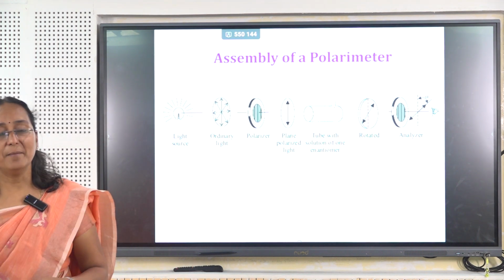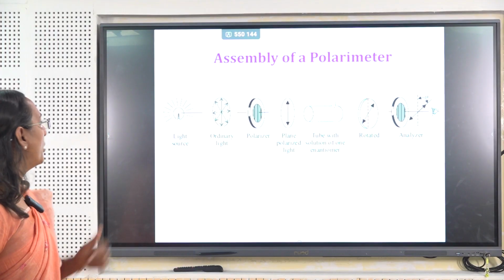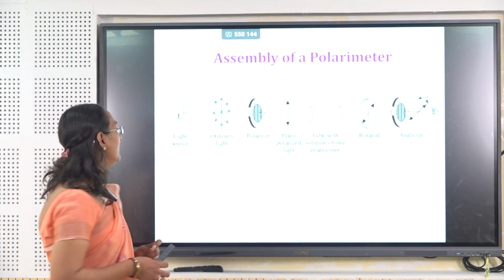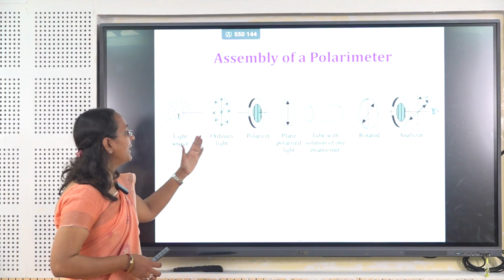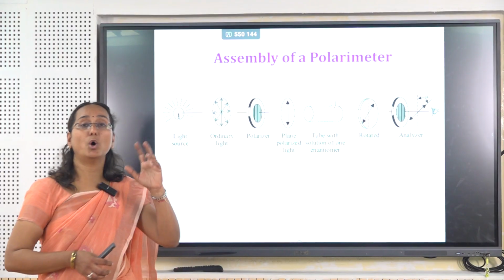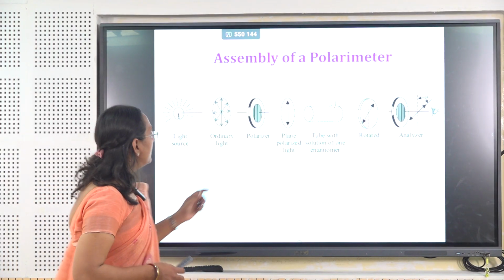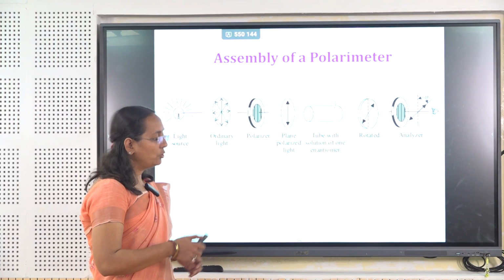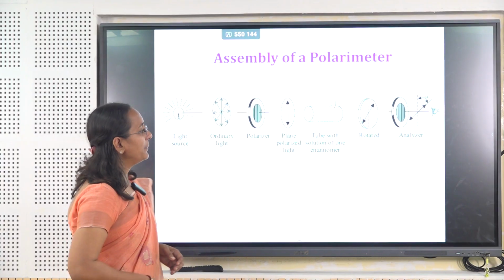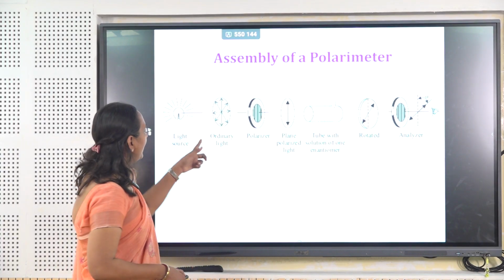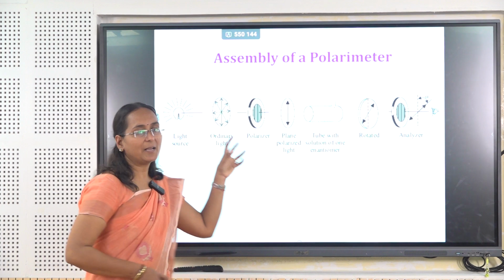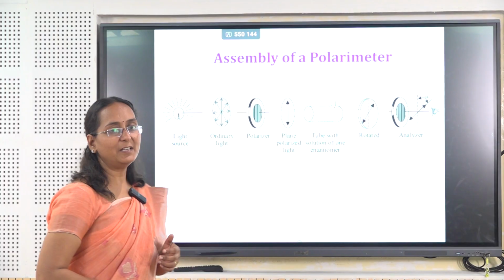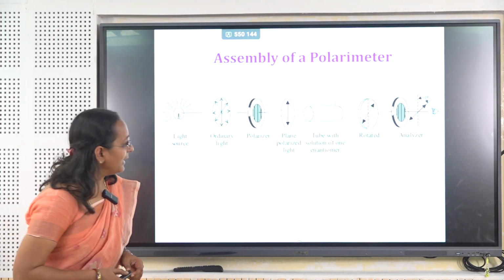Now what we can see is a simple assembly of a polarimeter. We know that whenever there is a light source, it has ordinary light which vibrates in all directions. But when we pass it through the polarizer it changes into plane polarized light, which vibrates only in one plane. Ordinary light vibrates in all planes, but when we pass it through the polarizer it changes into plane polarized light, which is also known as PPL.